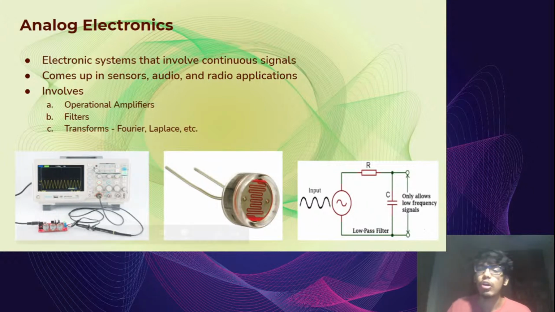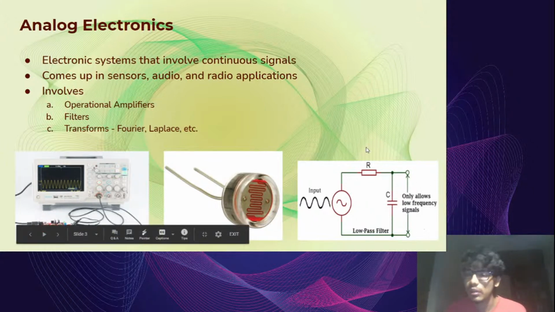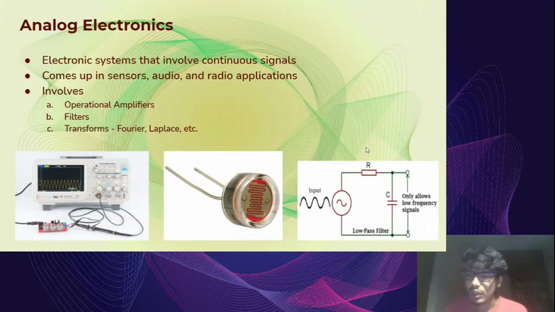For example, on the bottom right, you have a resistor capacitor low pass filter. What this does is basically allow the lower frequency components of a signal to pass through while reducing the amplitude of the high frequency components. We also have several other kinds of filters like high pass filters or band pass filters, which are a combination of both.